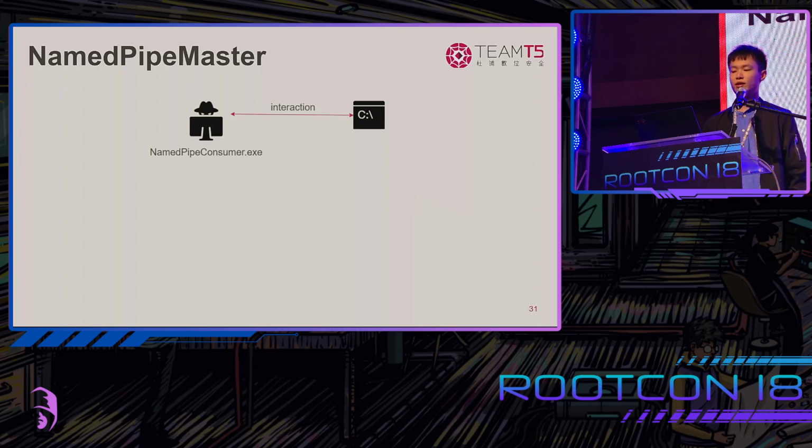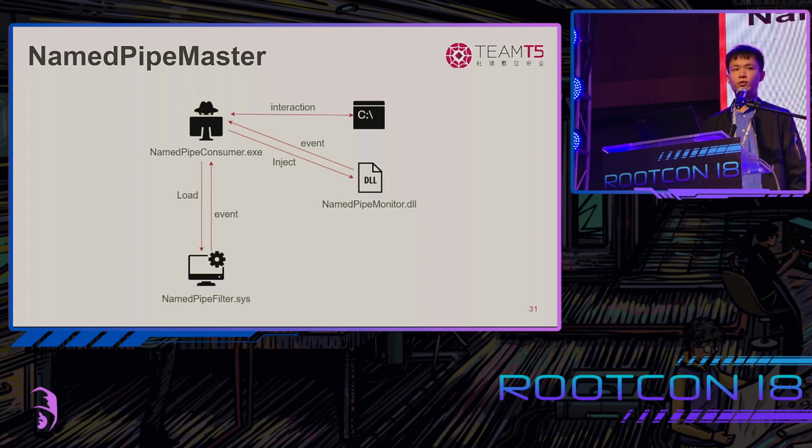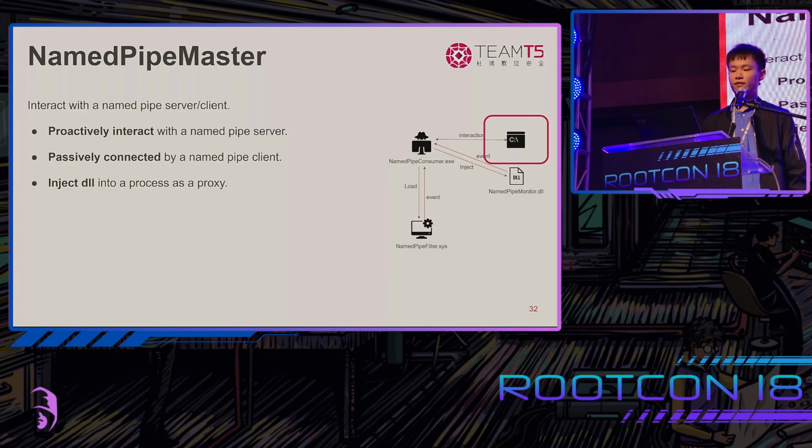It can directly interact with the named pipes of the target process. It can inject a DLL into the target process to monitor named pipe operations. And it also uses a minifilter driver to monitor named pipe activities across the entire system. In actively interacting with the target process, NamedPipeMaster can actively connect as a named pipe client to other named pipe servers. On the contrary, it can also passively act as a named pipe server, waiting for connections from other named pipe clients.